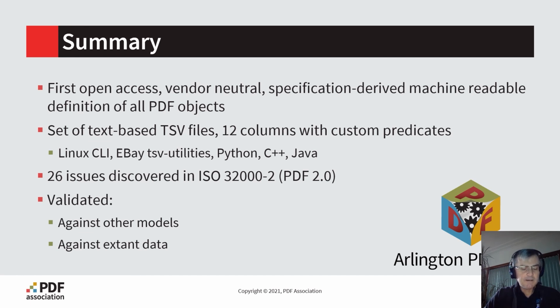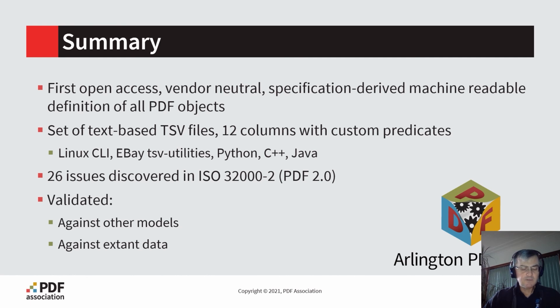It is a set of lightweight, text-based TSV files with 12 columns of data and a small set of custom predicates that directly express wording from the specification. It has not reduced the spec to a bunch of programming if statements. It can be used directly as is with a zero-code approach, and we also have proof of concept applications in Java, Python, and C++. We can also create individual models for each version of PDF.